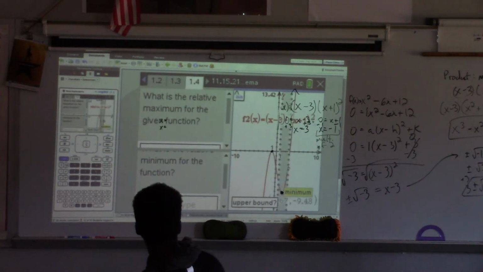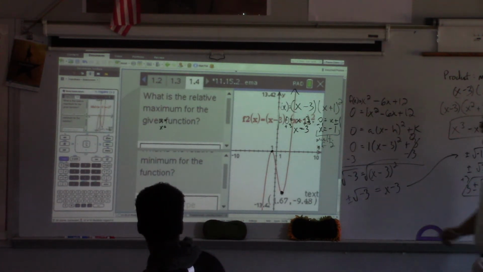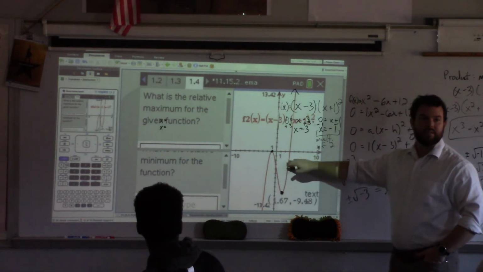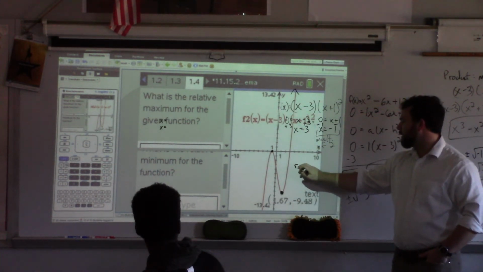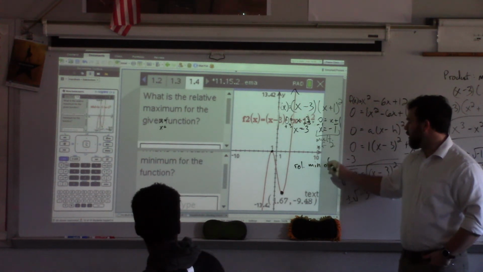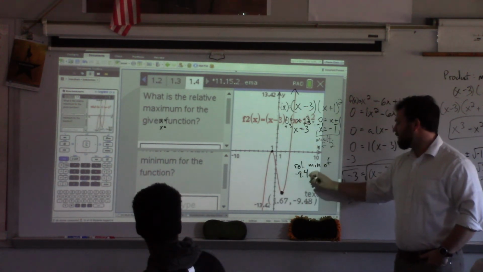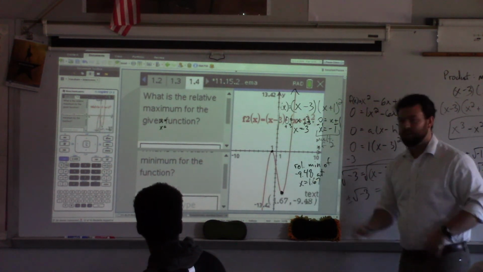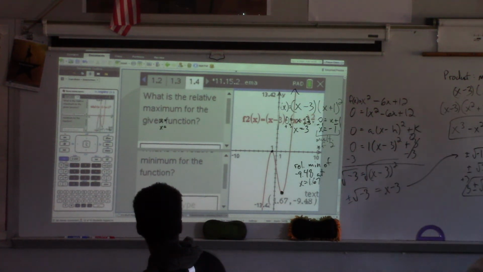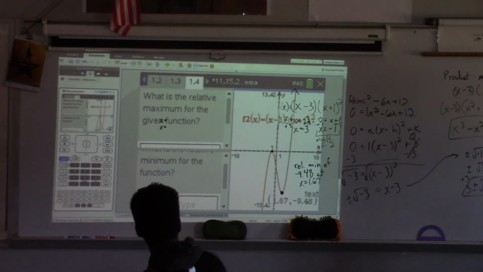right? So the big thing to keep in mind is how we write it. When we say it's a minimum, that means it's the lowest. Is that an X or a Y idea? So that is a relative minimum of Y equals negative 9.48 at X equals 1.67. That's how we write our max and our min, right? It's a minimum of the Y value. It's the lowest Y value at whatever the X value is, every single time. Okay, we'll get more practice with that throughout today.